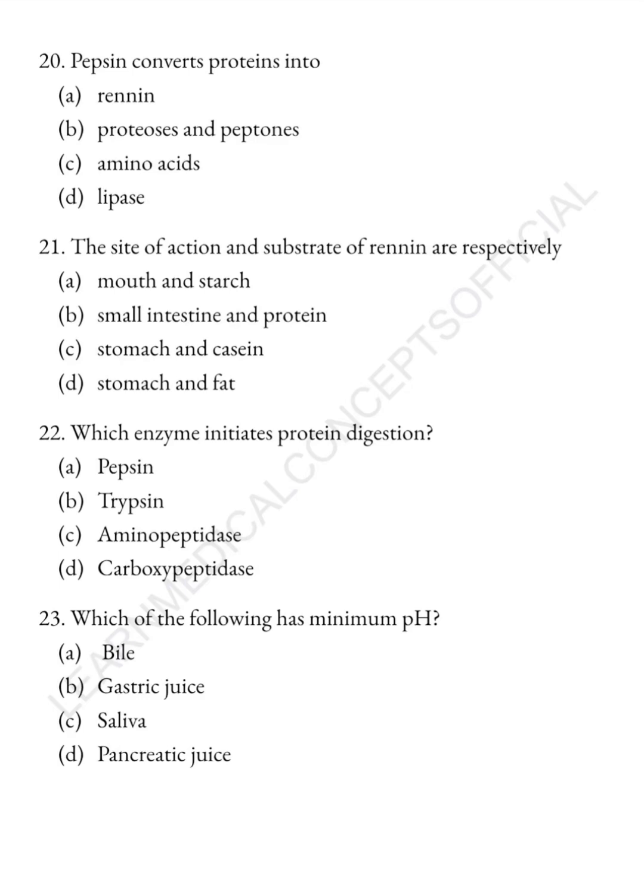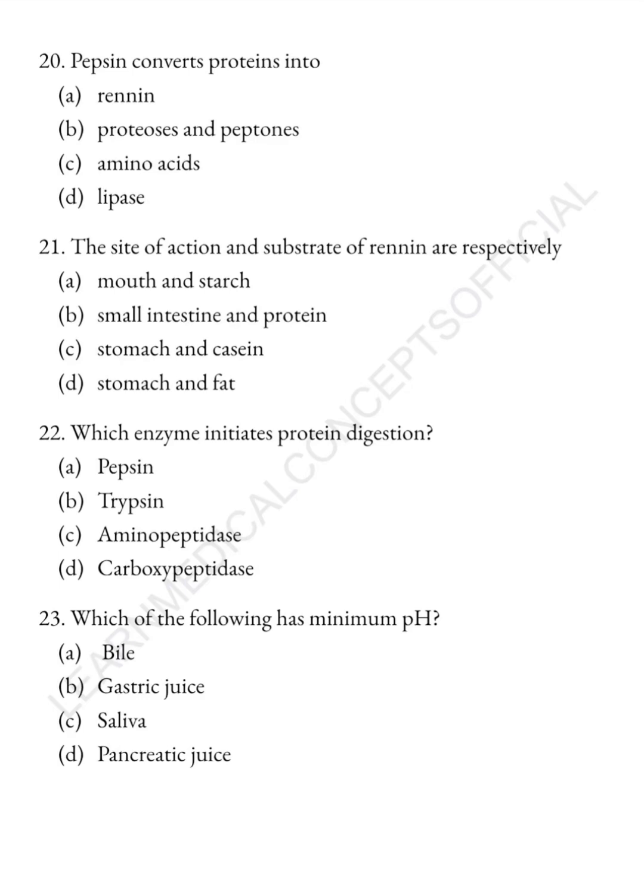Coming to the 22nd question, which enzyme initiates protein digestion? Option A, pepsin. Option B, trypsin. Option C, aminopeptidase. Option D, carboxypeptidase. And your time starts now. And the correct option is option A. Pepsin is the enzyme which will initiate the protein digestion in the stomach.